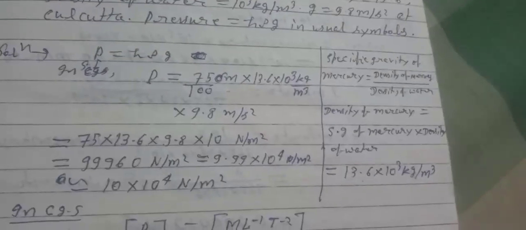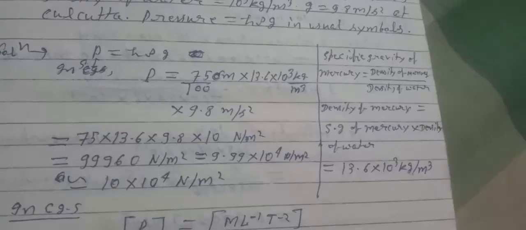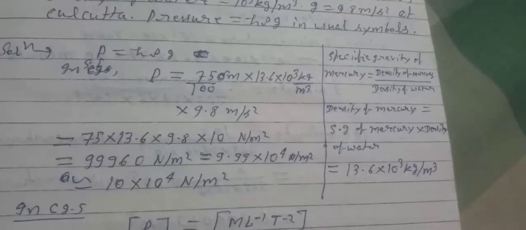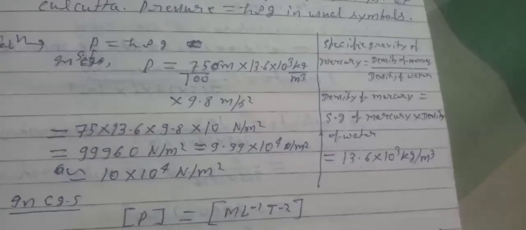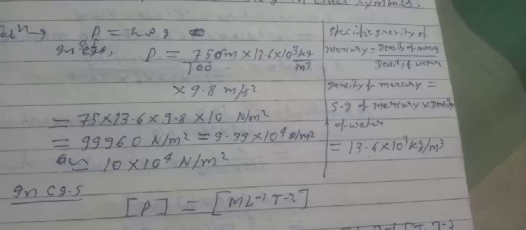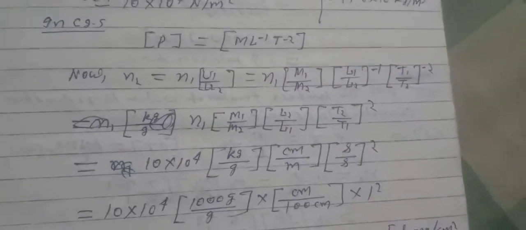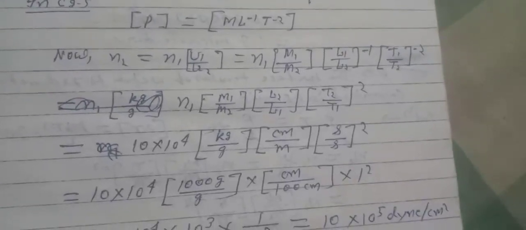Specific gravity of mercury is the density of mercury divided by the density of water. Hence, density of mercury equals specific gravity of mercury times density of water, which is 3.6 into 10 to the power 3 kg per meter cube. In CGS, dimensionally P equals M L^-1 T^-2.